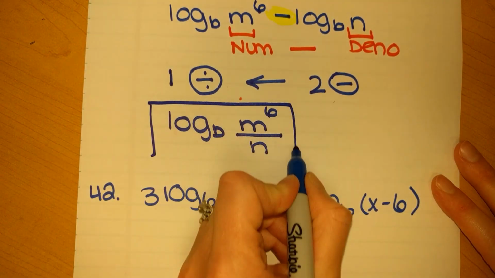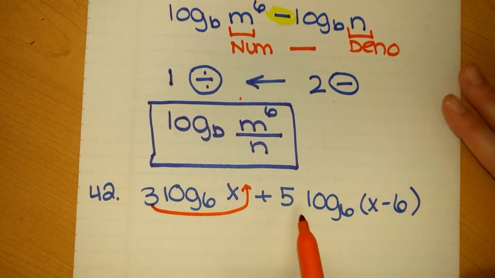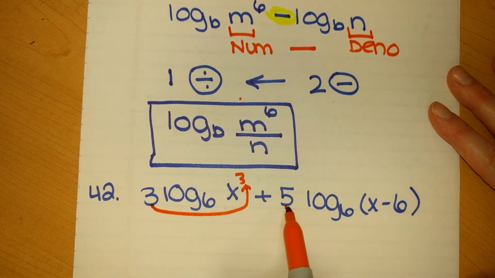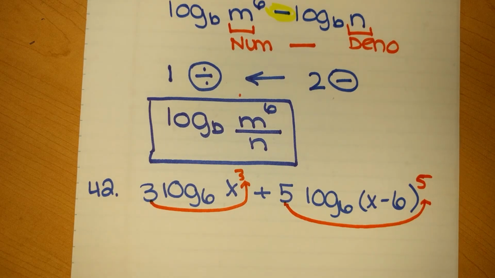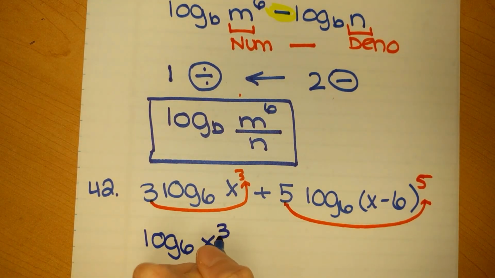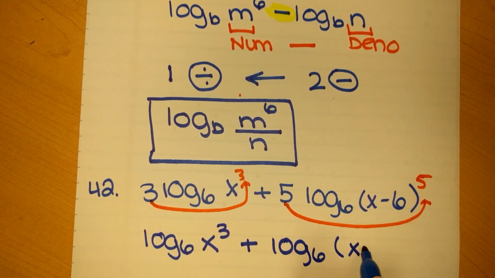All right, let's look at one quick other one. So again, same instructions, we're trying to condense. Condensing, you first start with your coefficient. So this coefficient of 3 is going to come up as a power. This coefficient of 5 is going to come up as a power of 5. So when we do that, we're going to have log base 6 of x to the 3rd plus log base 6 of x minus 6 to the 5th power.